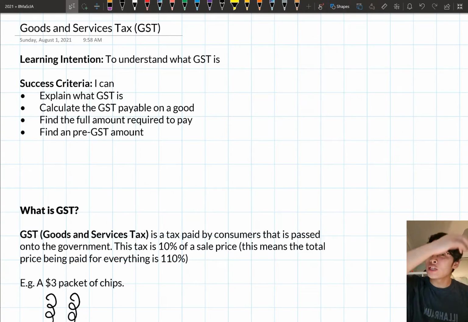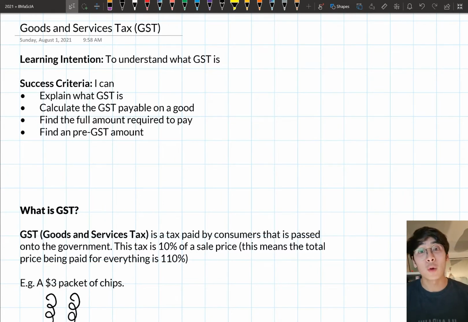In today's lesson we're continuing our topic of fractions, decimals and percentages. And what we're going to be looking at is this concept of GST. So here on our learning intention we want to be able to understand what GST is, and by the end of this lesson we want to be able to explain what GST is, calculate the GST payable on the good, find the full amount required to pay, and also find the pre-GST amount. So those are the three things we're going to be doing.